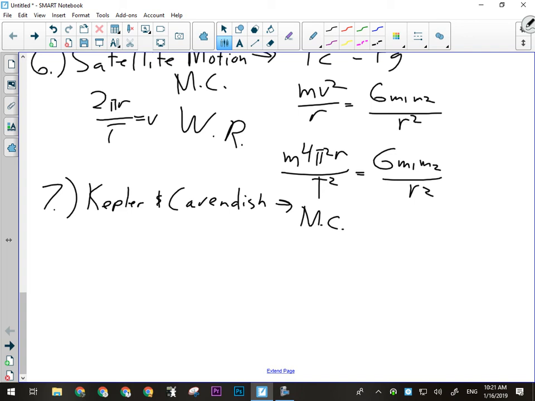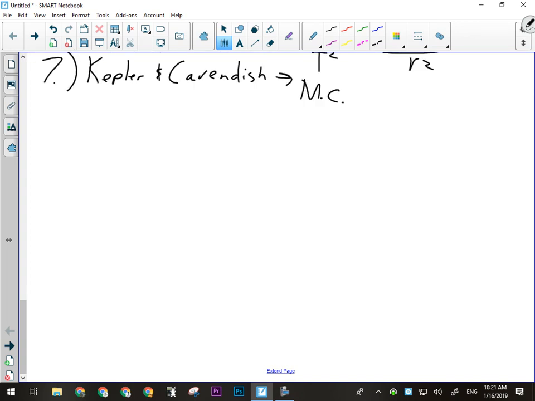All right, after Kepler and Cavendish, remember Cavendish is the guy who discovered big G, or was actually able to calculate it. He had the torsion balance, with the pith balls and the lead balls, and they were attracting each other and creating that torque. And then after that, we talked about gravitational field strength.